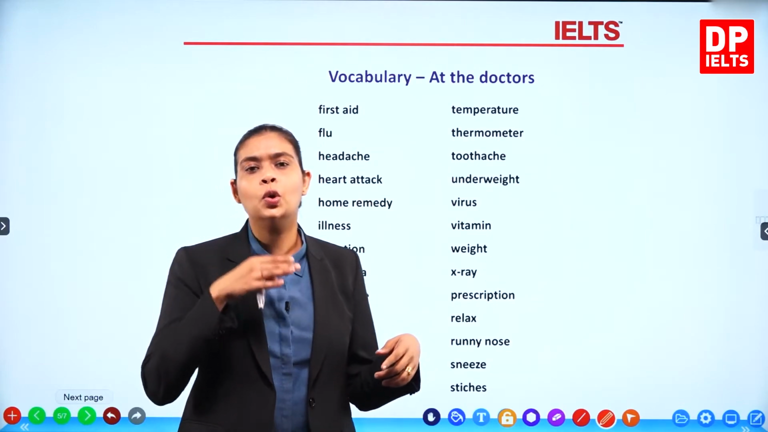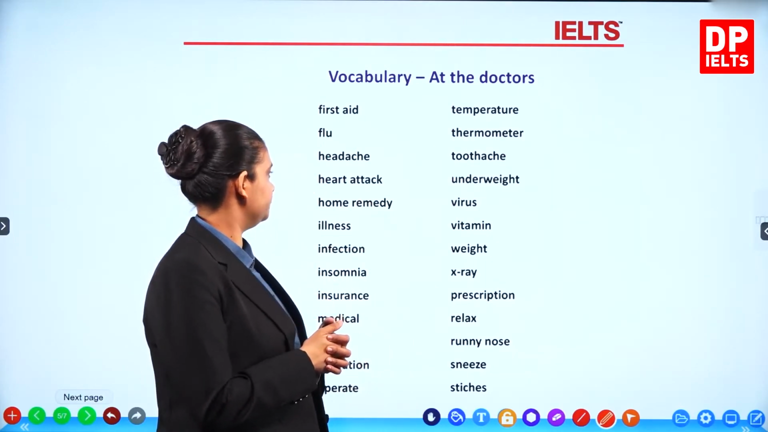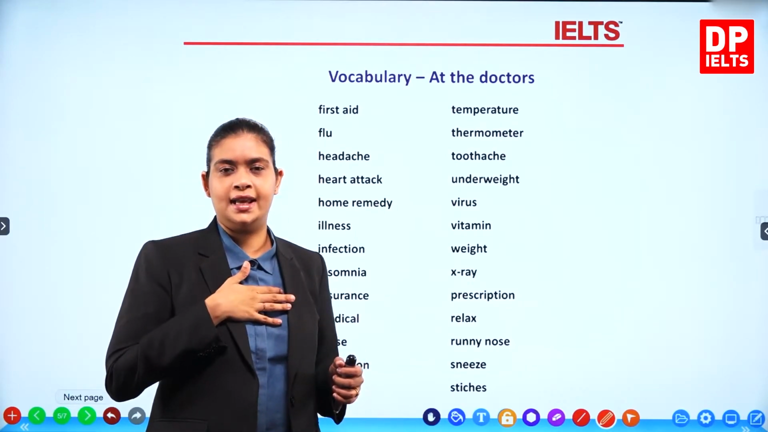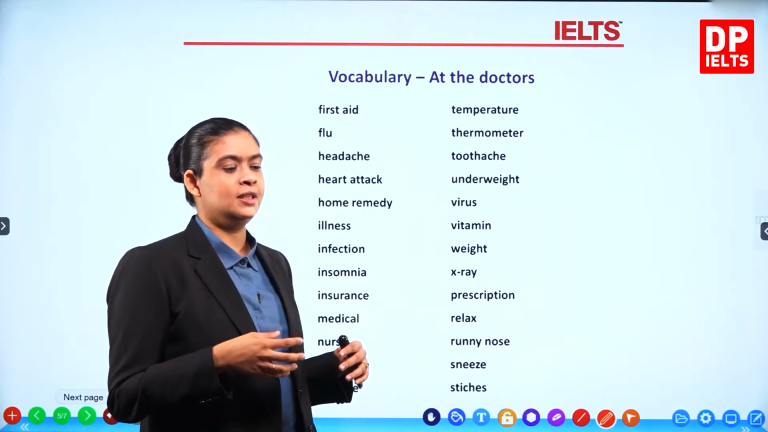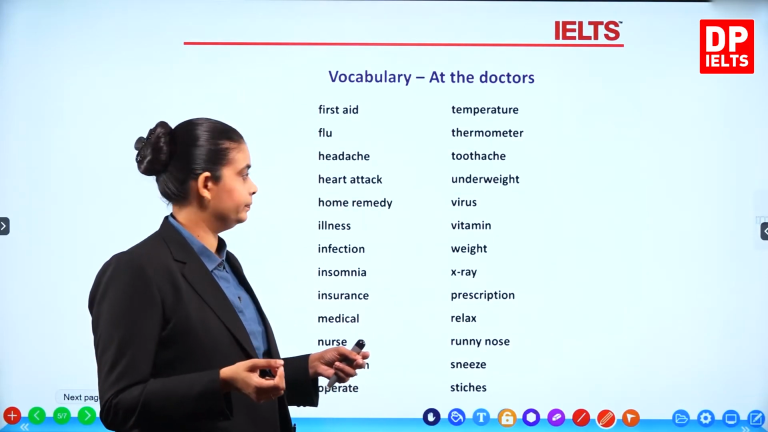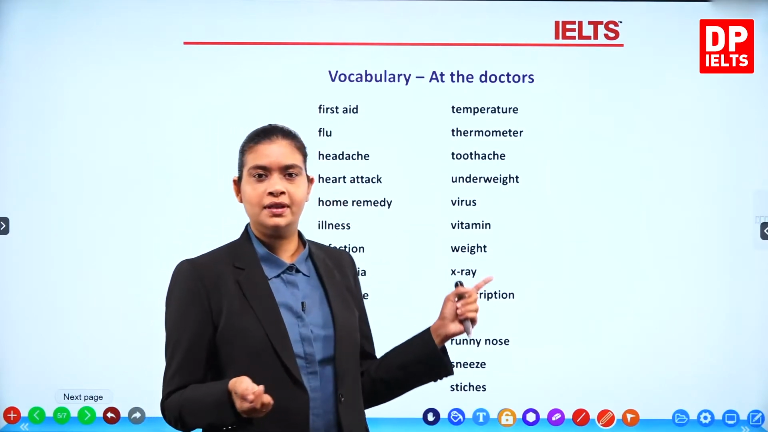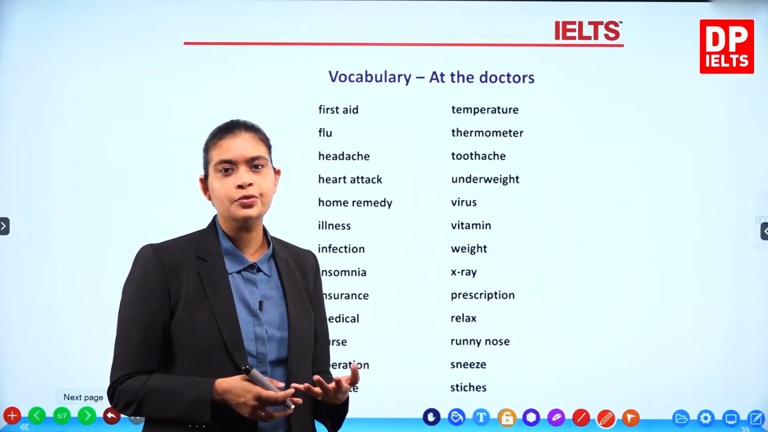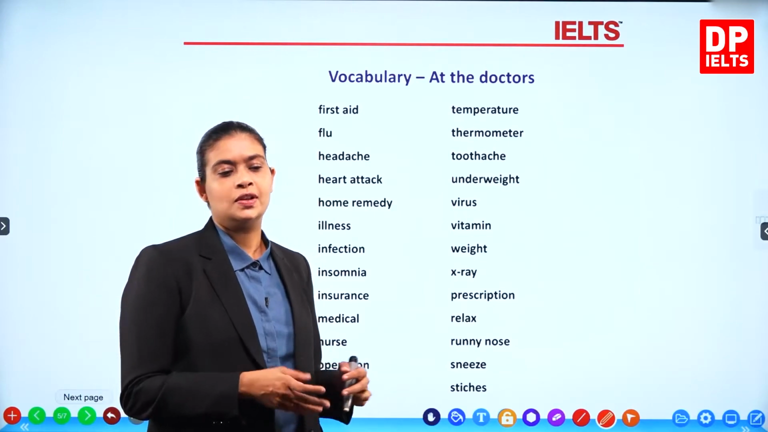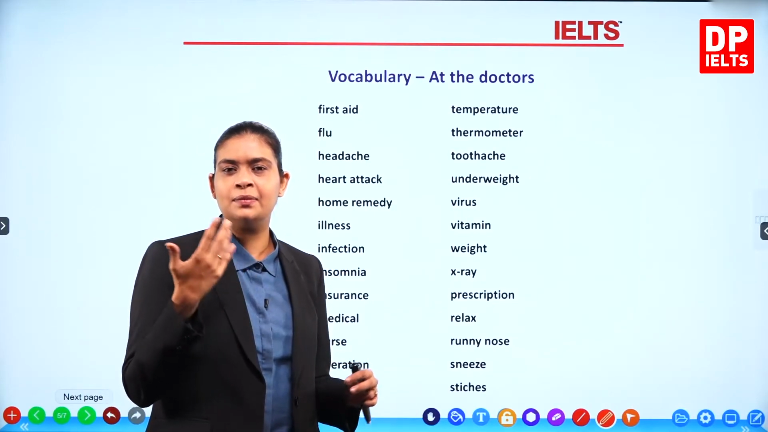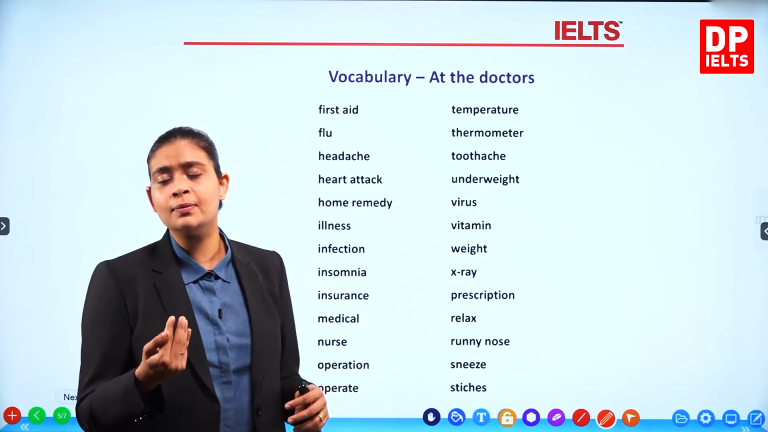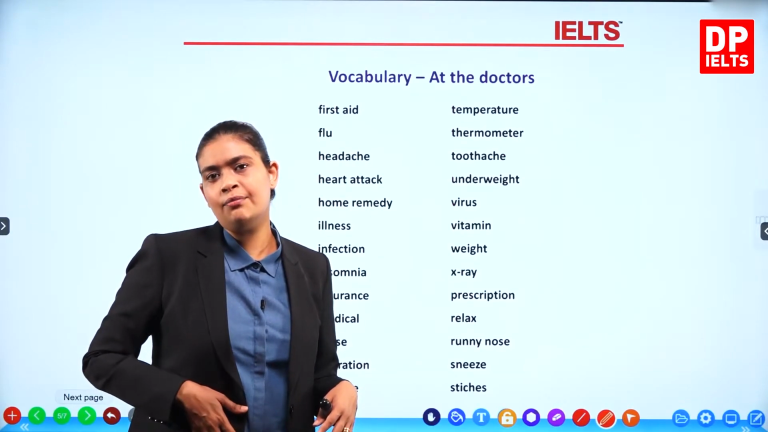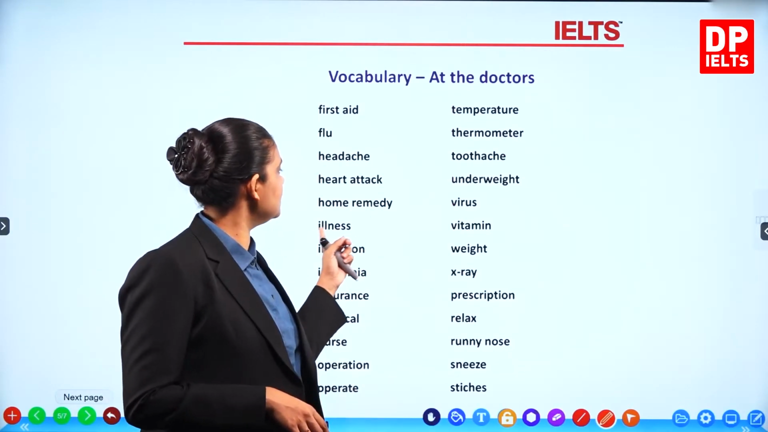Flu is when you have a cold, a cough and fever. Headache is when your head is hurting a lot. Heart attack, that is when your heart is being attacked. It stops, okay, for some time. Home remedy, this is something I like, okay. Home remedy is what you can do at home to make yourself feel better, okay. So like inhaling hot water, fermenting, bed resting, maybe drinking some lime juice or coffee. Sometimes we have a bad tummy, we do home remedy. Drink some coffee, okay. Illness is when you're sick.